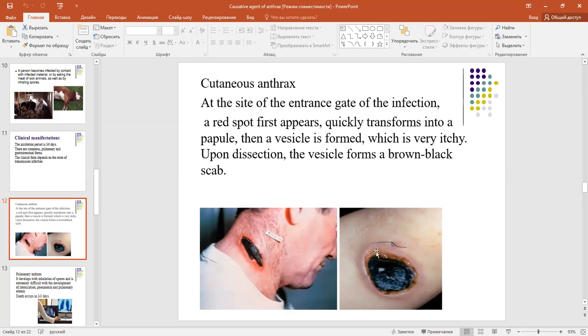And then we will see a brown-black scab. So the disease is named anthrax because it looks like charcoal, okay?